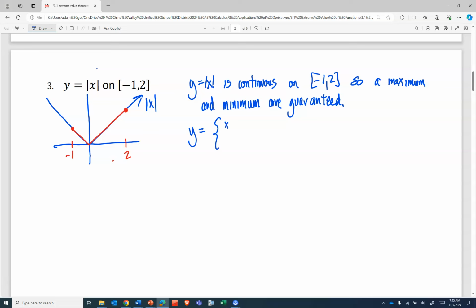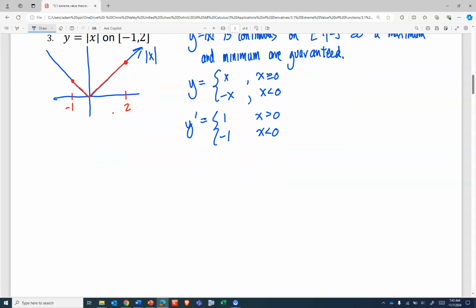All right, secret time. The absolute value of x is equal to x when x is greater than or equal to 0, and negative x when x is less than 0. So y prime is equal to 1 when x is greater than 0. Y prime is equal to -1 when x is less than 0. And y prime is undefined when x is equal to 0. We're not asked about differentiability, so we don't have to prove that. We do need to state that y prime is undefined for x equals 0, which is the only critical value.